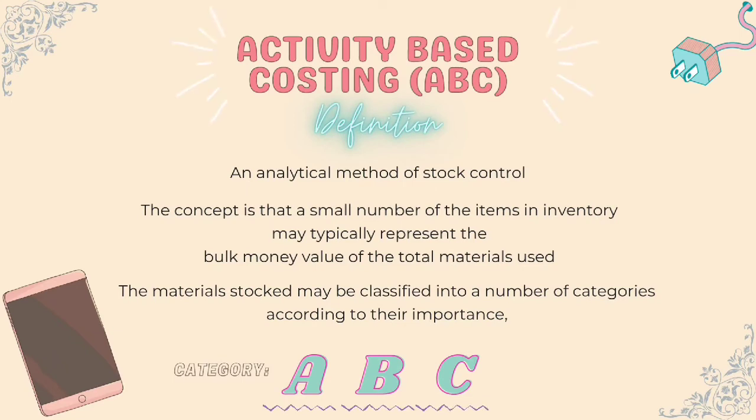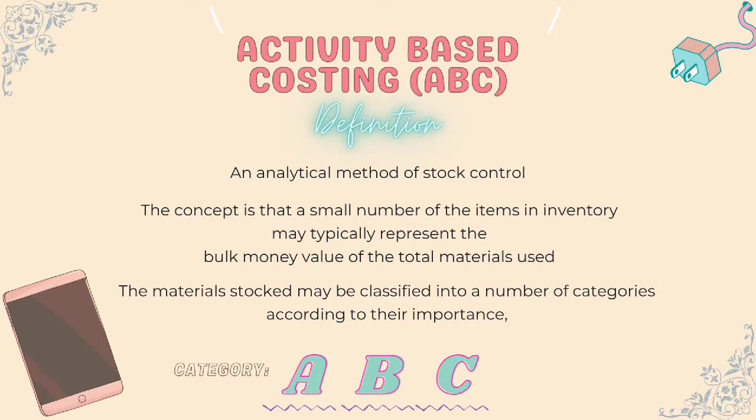Under the system, the material stock may be classified into a number of categories according to their importance, their value, and frequency of replenishment during a period. Activity-based costing has three categories. The first one we may call Group A items. Group A items may consist of only a small percentage of total items handled, but combined value may be a large portion of the total stock value.